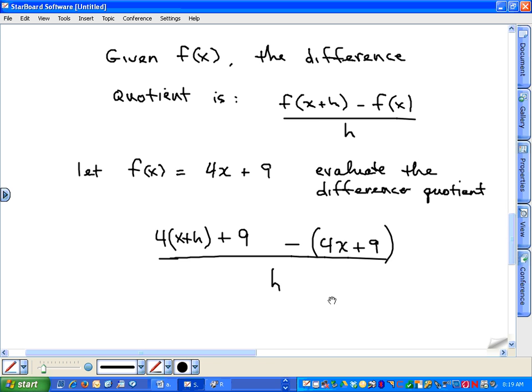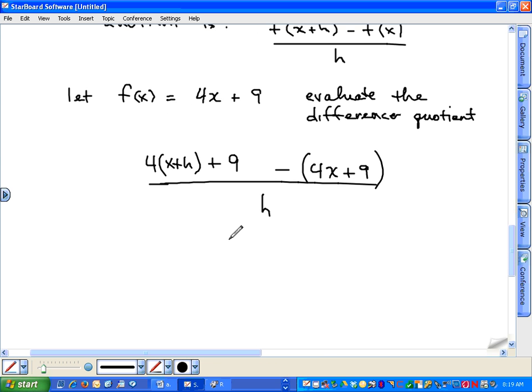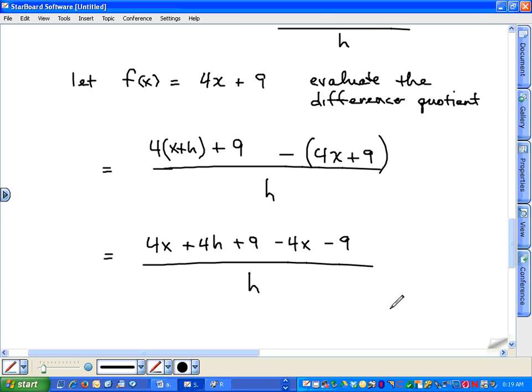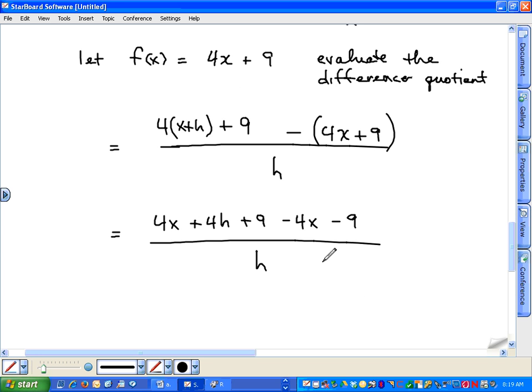Now we go about simplifying. Distribute in the numerator, distribute everything, and then collect like terms. We have 4x plus 4h plus 9 minus 4x minus 9 all over h. Do you notice anything unusual? It does become 4h over h.